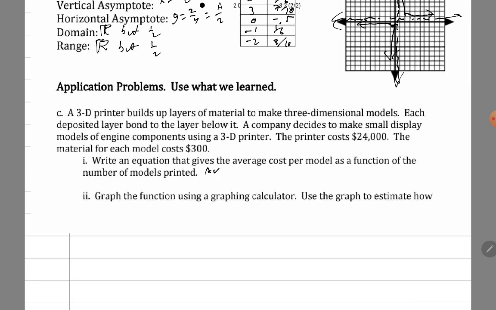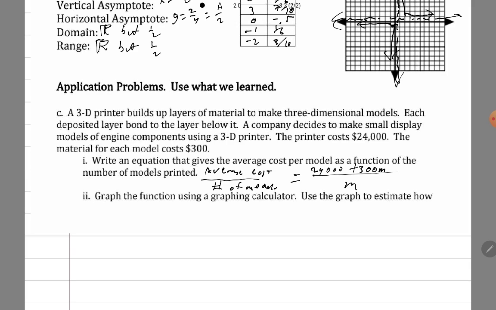So the average cost over the number of models is 24,000 plus 300. You have to buy the printer, and then each of the models costs $300. So 300 times the number of models, divided by the number of models. And then graph the function using a graphing calculator, and use the graph to estimate how many models must be printed for the average cost per model to fall to 700.